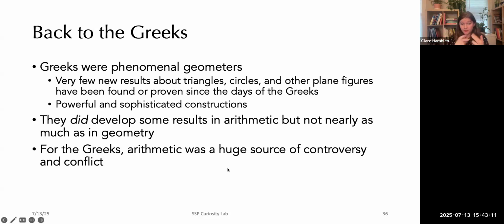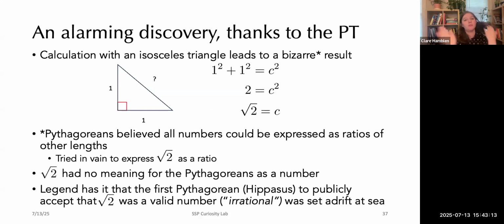But for the Greeks, this sort of asymmetry, more geometry than arithmetic, was because for them there were enormous conflicts lurking within arithmetic. Many of us may be familiar with one of the most famous, very alarming discoveries that we attribute to the Pythagoreans. Using the Pythagorean theorem, again, this linkage, the notion that a geometric fact can be the realization of an arithmetic calculation, doing so with this particular isosceles triangle, whose legs are 1, leads to a bizarre, if you're a Pythagorean, result.